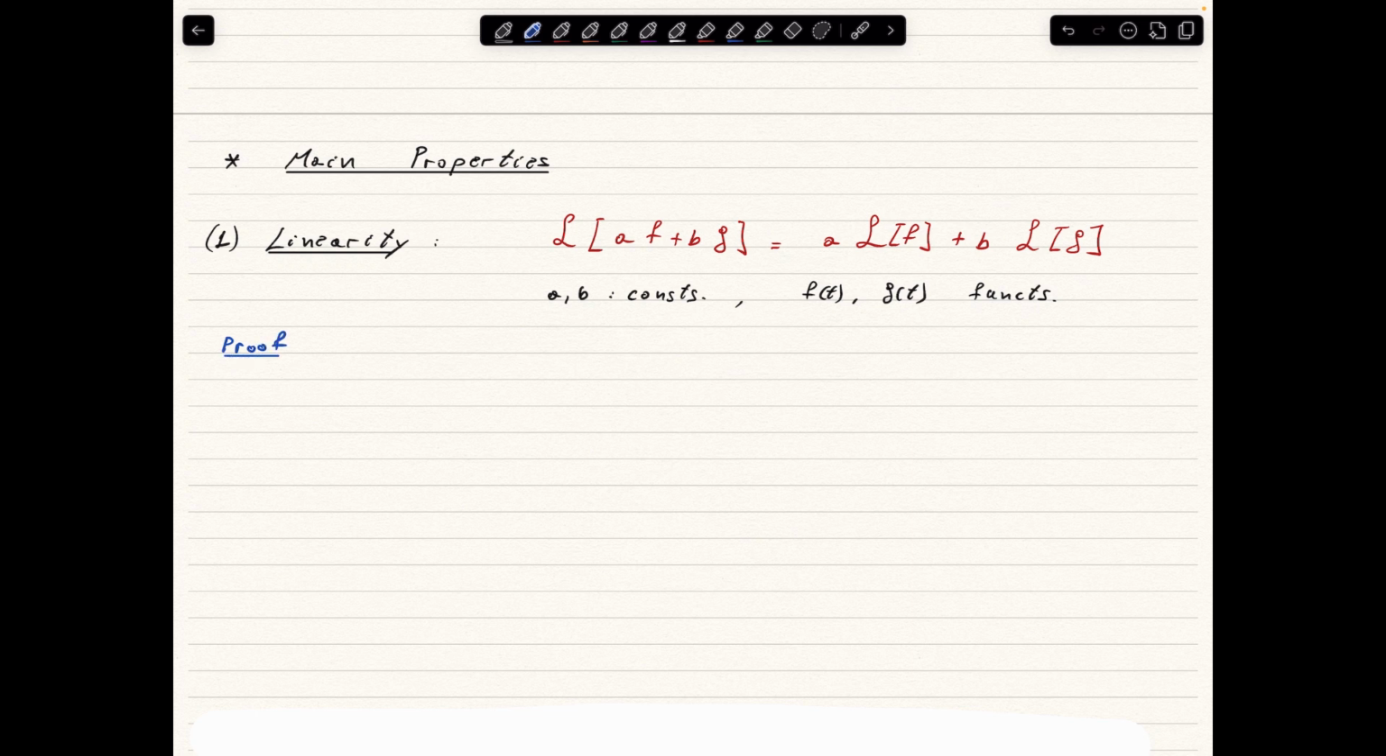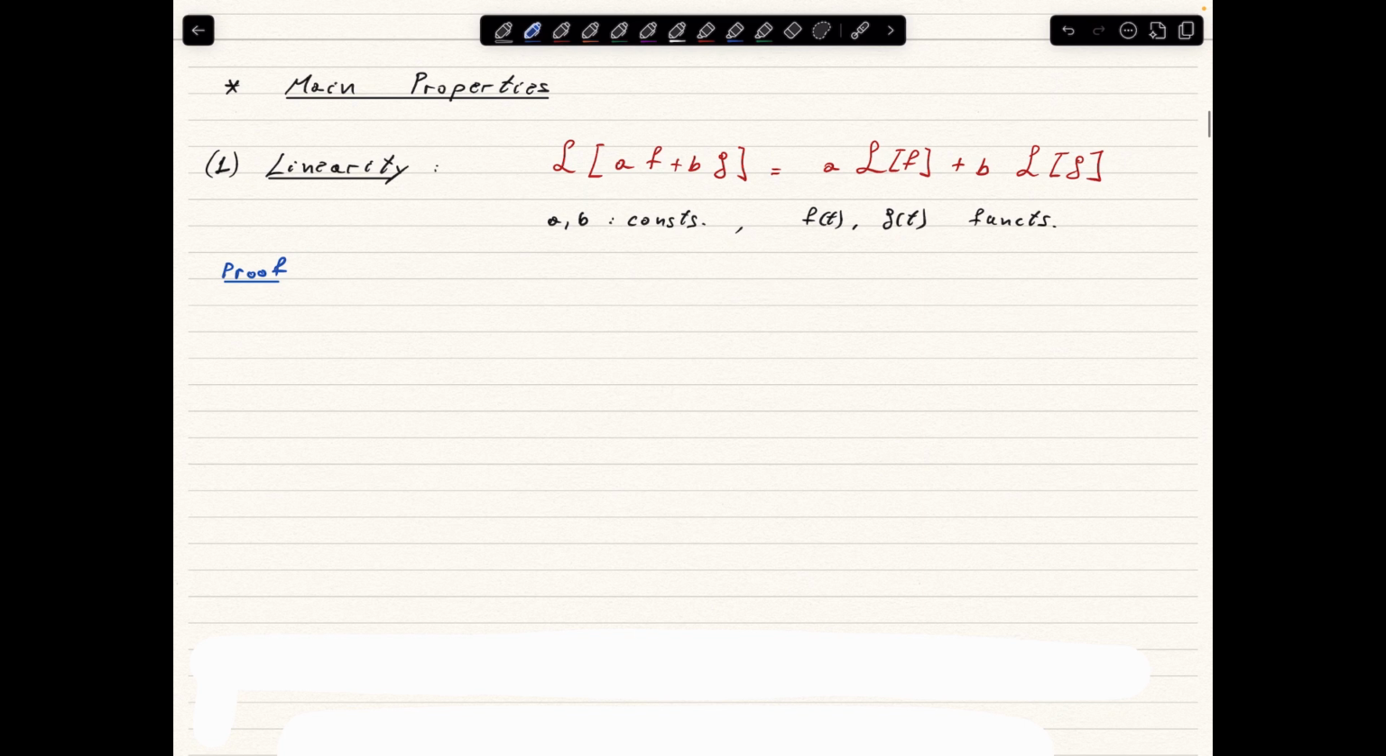So the Laplace transform of a constant times a function plus another constant times another function. This is the integral from 0 to infinity. Recall exponential negative st multiplies the whole thing, a f of t plus b g of t, dt.